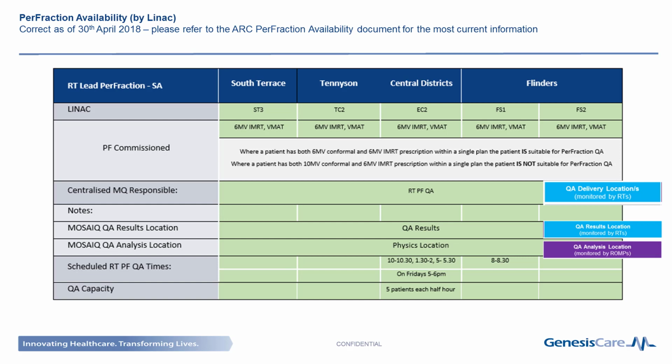The QCL locations do vary slightly from state to state. In South Australia, the QA delivery QCL location is called RT PerFraction QA, and this is the list RT should refer to when looking for patients to QA. The QA results location is called QA results, and the QA analyst location is called physics location.